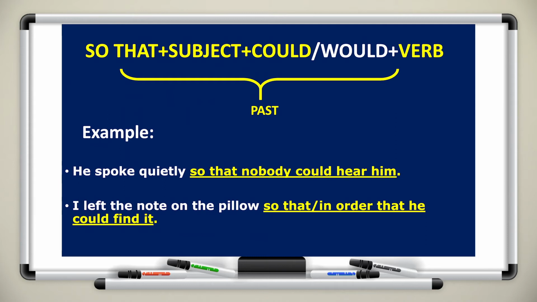If we decide to go with would, it's the same thing. We're simply going to change the word could to would. He spoke so quietly so that nobody would hear him. He left the note on the pillow so that he would find it. Very simple. If you decide again to use in order that, make sure that you follow it with a subject, could or would, and the base form of the verb, and not just the verb as if you use in order to. Let's keep going and make sure that we use the rest of the clauses.